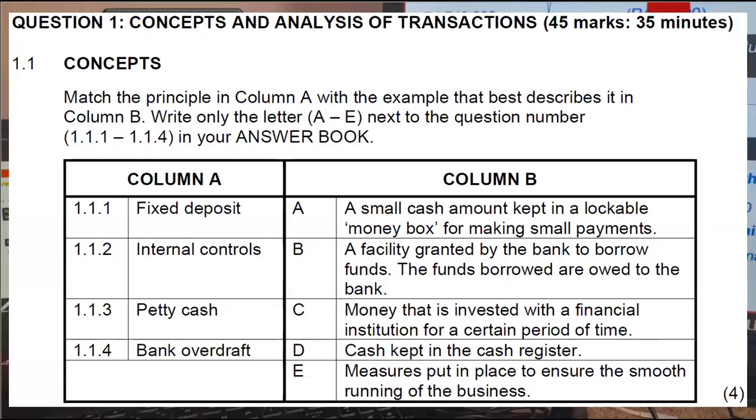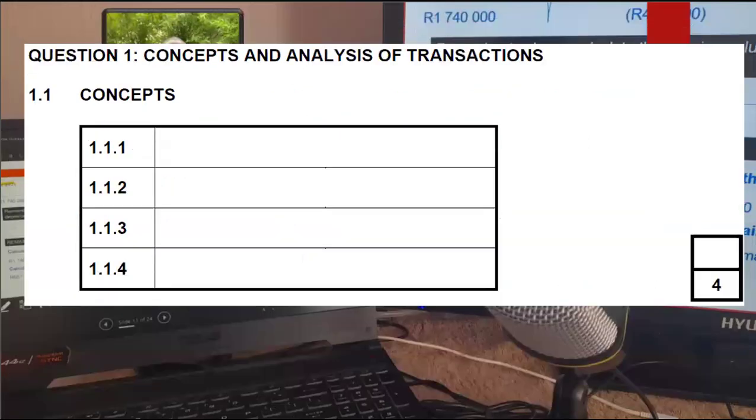And we've got C, which says that money that is invested with a financial institution for a certain period of time. And you can tell that is actually 1.1, which is a fixed deposit. So for 1.1.1, your answer will be C.